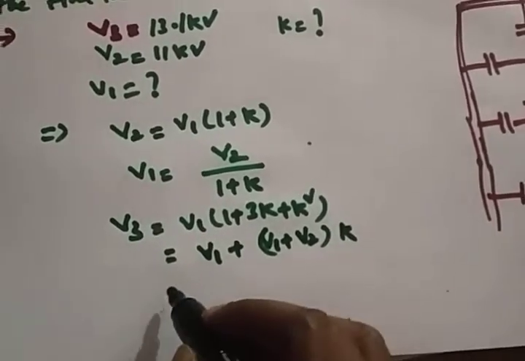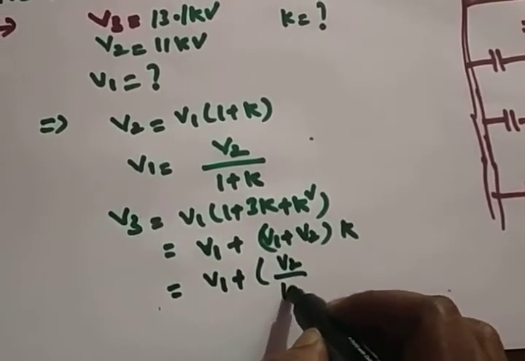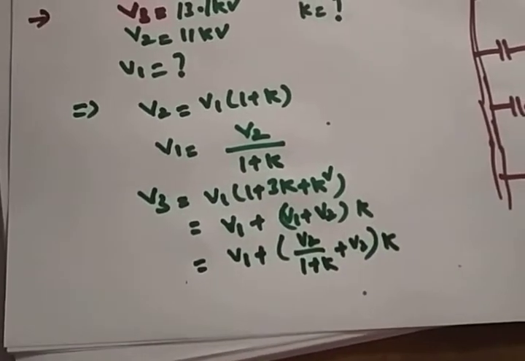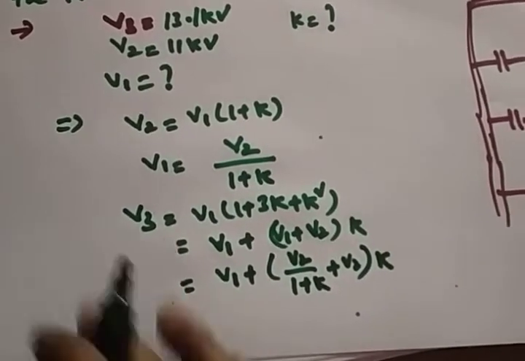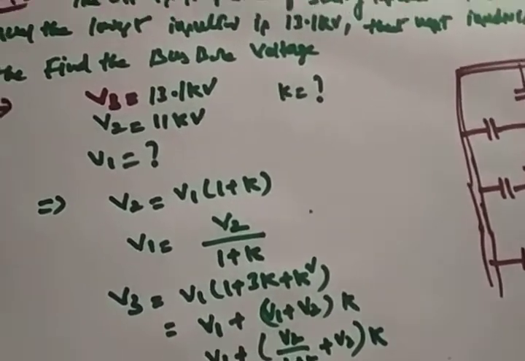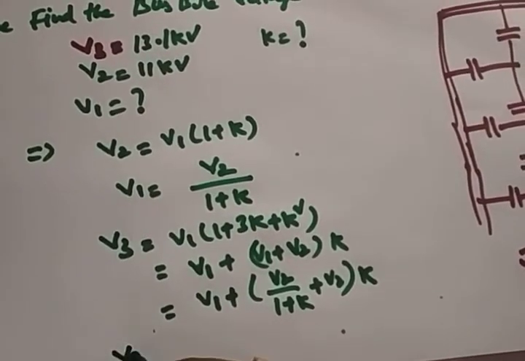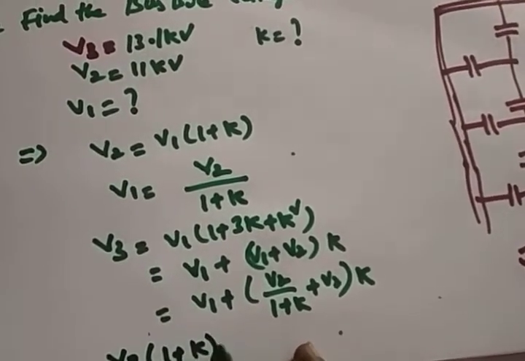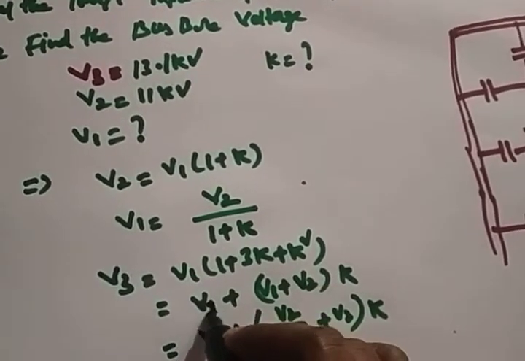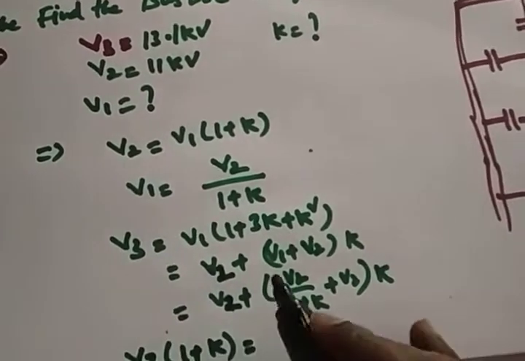Alright? So then you have to substitute V1 plus, what is the V1 here? V2 by 1 plus K from the above plus V2 into K. So from that you will get a quadratic equation, right? So what is that equation? So 1 plus k LCM, V3 into 1 plus k. The formula is V2 here, not V1: V2 plus V1 plus V2 into k, right?